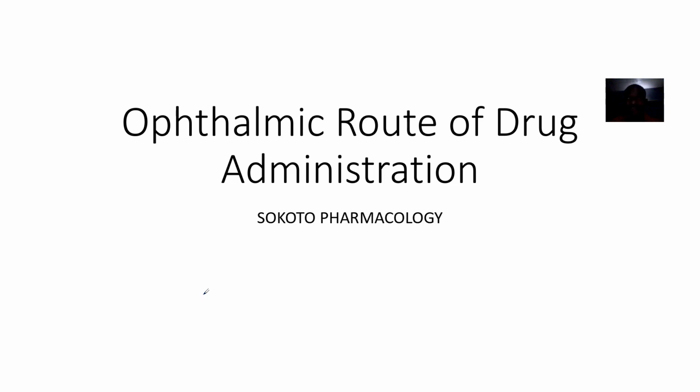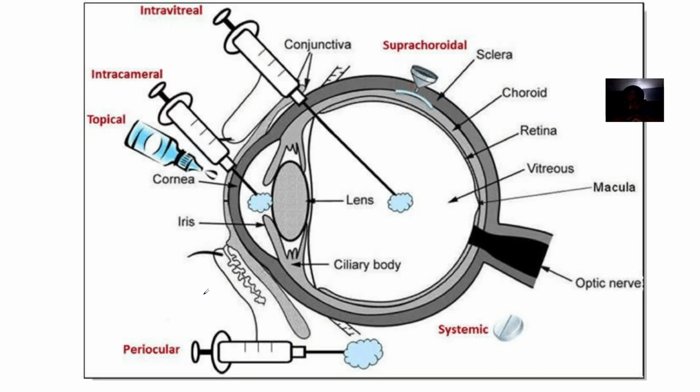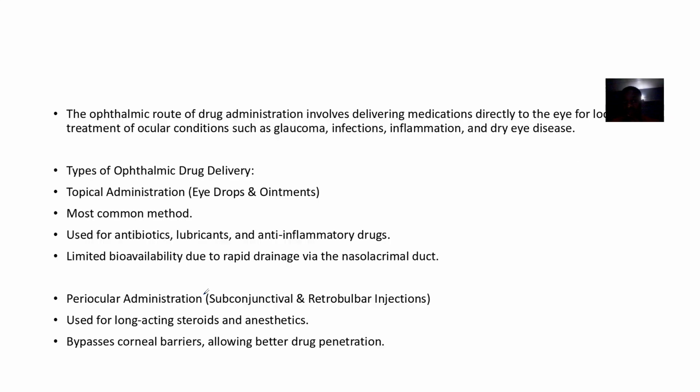you might actually give a drug. So later on we'll talk about each of those places: subretinal, subchoroidal, and the systemic route too. So ophthalmic, you say there are different places. So for ophthalmic, we say that ophthalmic route of drug administration involves delivering medications directly to the eye for local treatment of ocular conditions, like we're talking about glaucoma.